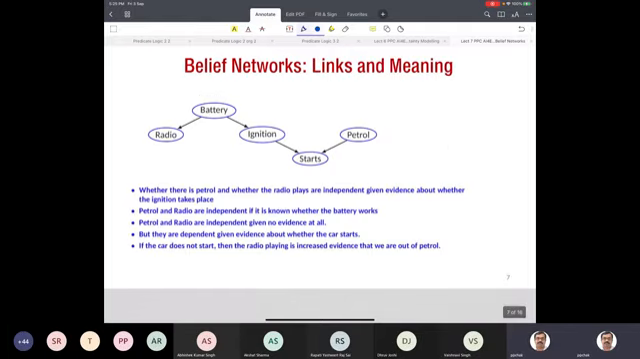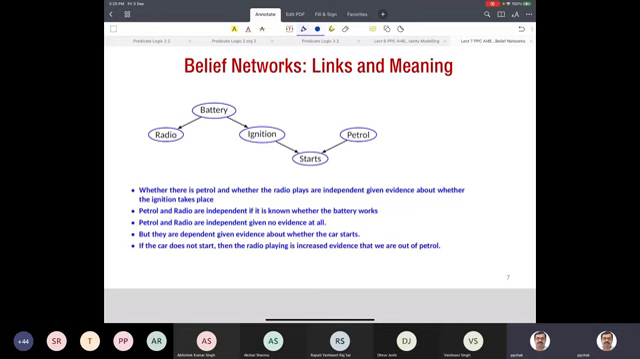Now let us go to the links and their meanings. Here is another example. It says that the state of the battery indicates whether the radio will be on or the ignition will be on. Now, if the battery is low, then both will not be on. On the other hand, if there is no petrol and there is no ignition, the car will not start.